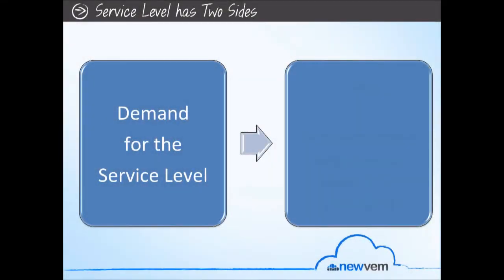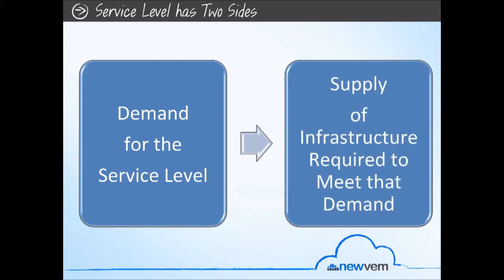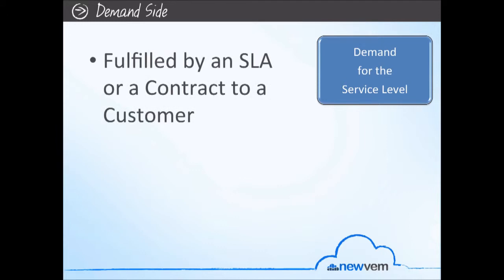Service level has two sides to it. On the one hand, it's what you want to deliver to your customer or user. I call that the demand for the service level. And on the other side, you have the supply of the infrastructure required to meet that demand. In most cases, the demand side of the equation will be fulfilled by an SLA, a service level agreement or contract to a customer, to a user.